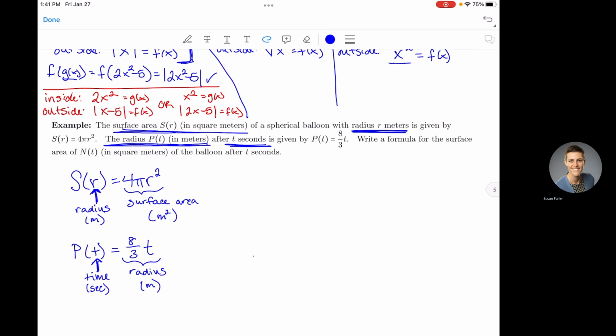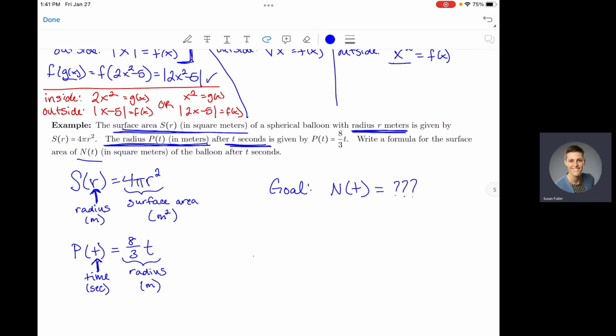Okay, and what are we asking for? The goal of this problem. We're asked to write a formula for the surface area N of t of the balloon after t seconds. So we want to write a function where t, the time in seconds, goes in and surface area comes out. And it says it wants us to call that function N of t.